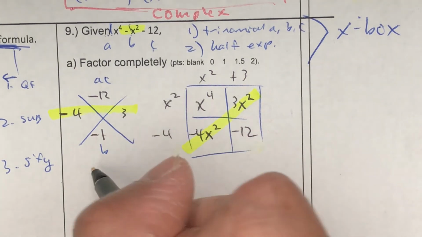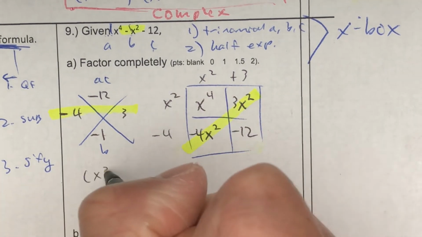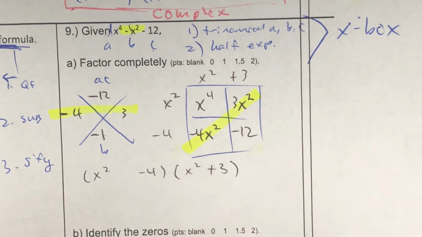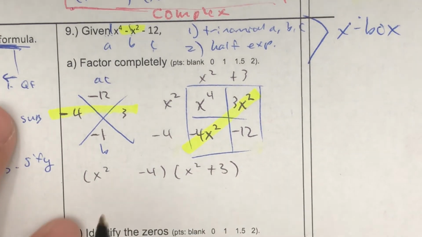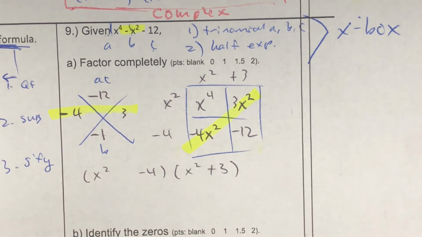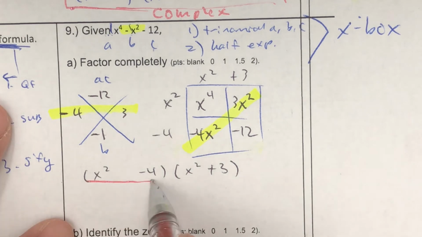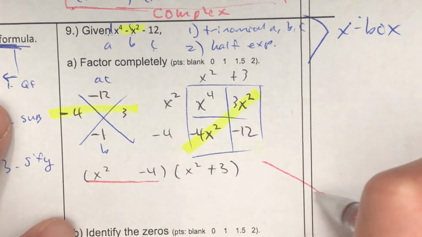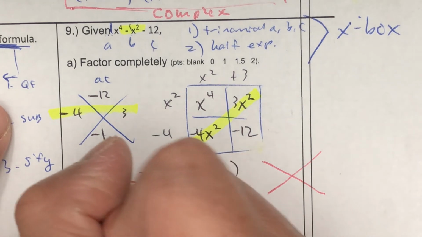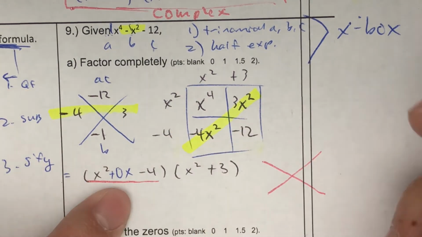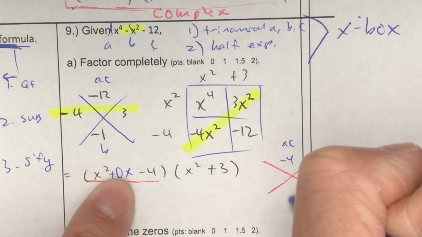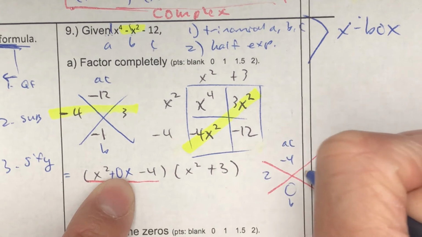So to factor completely, I have x squared minus 4 and x squared plus 3. But here, if you would recognize, you have to factor that one again. And that's why I drew a kind of a big space right there. If you had put a 0x here, you would have gone a times c is -4, your b value is 0, and your two numbers are 2 and -2.